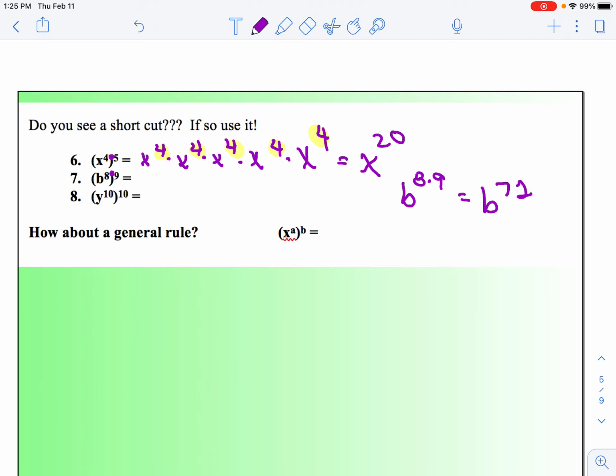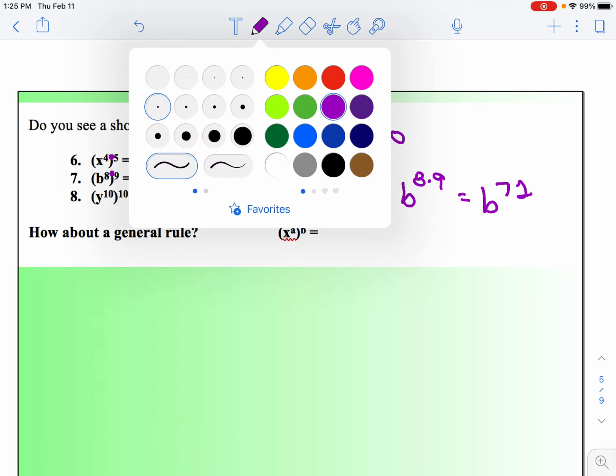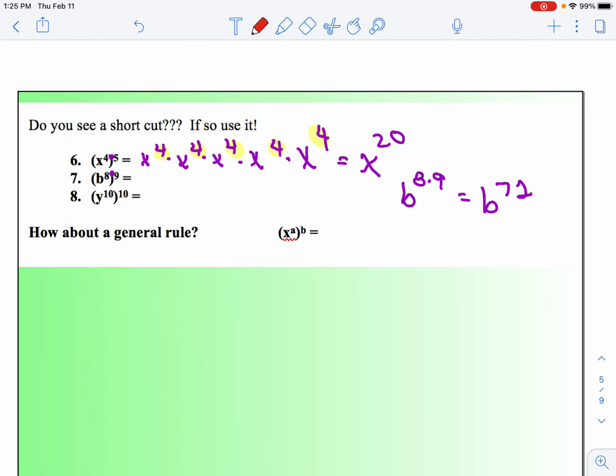or b to the 72nd power. So you'd have 72 b's there if you listed them all out, because b to the 8th, I'll use a different color here. B to the 8th is 8 b's, multiplied with b to the 8th is 8 more b's, and you're writing this out 9 times.